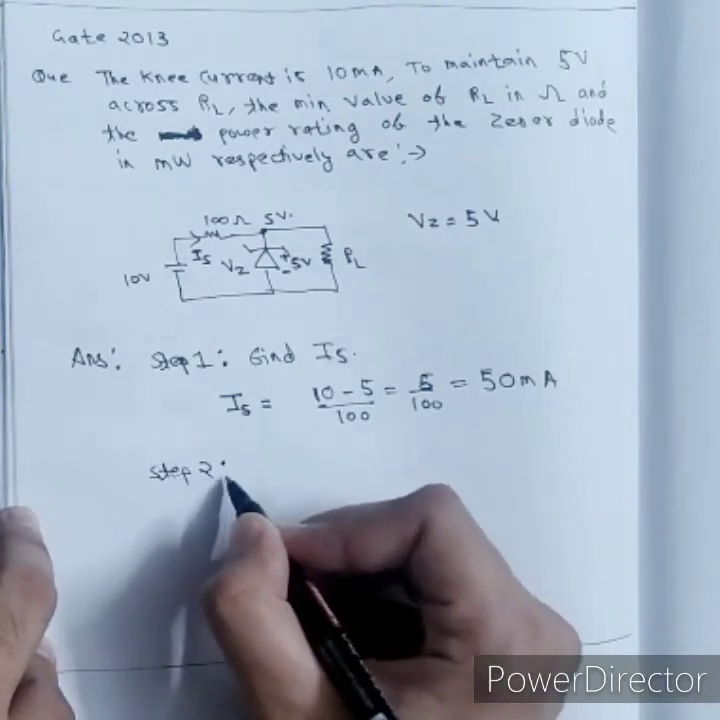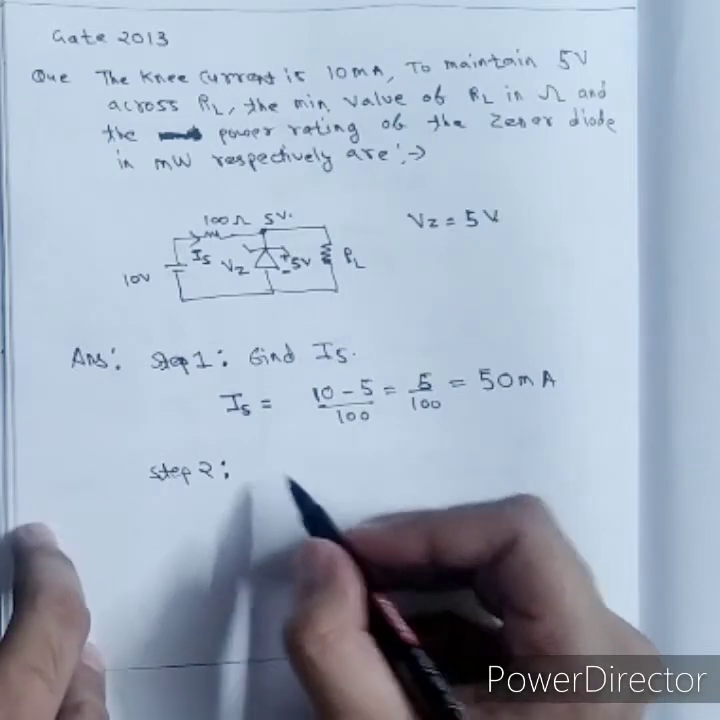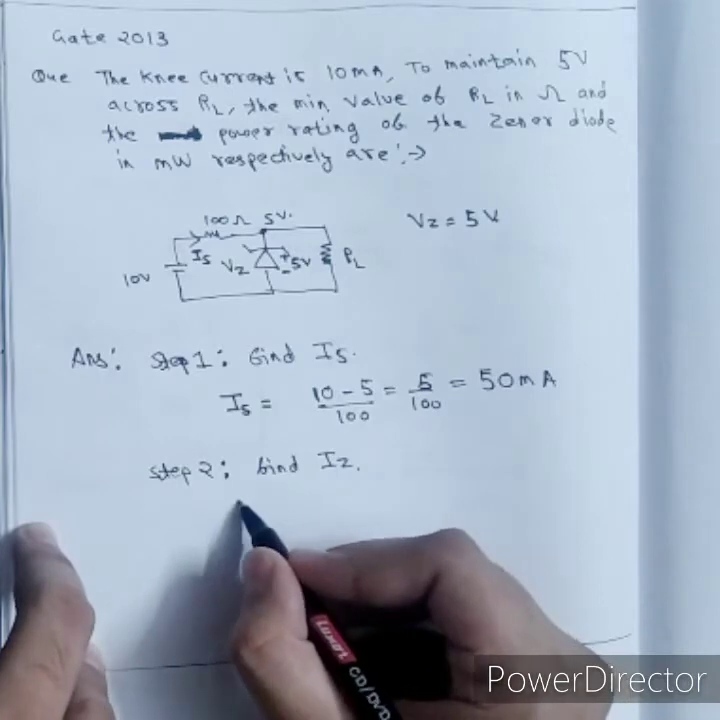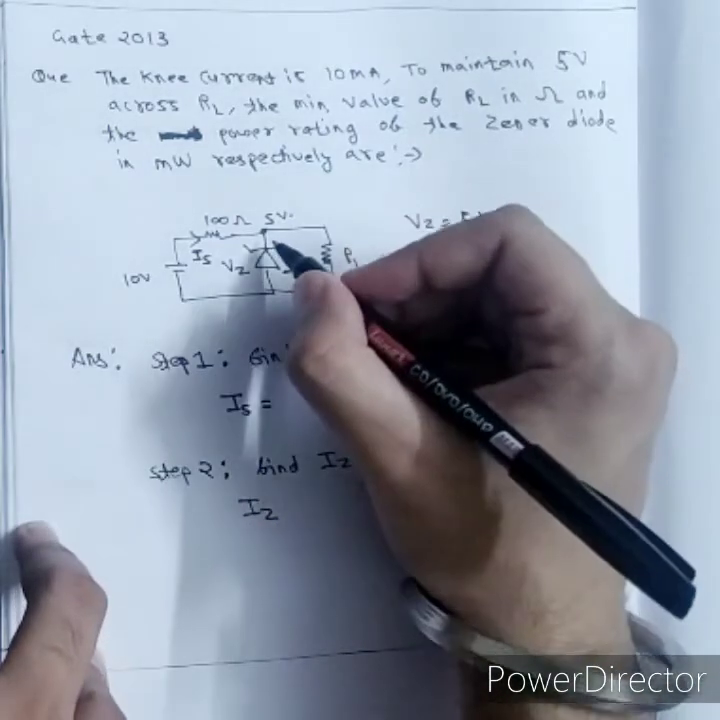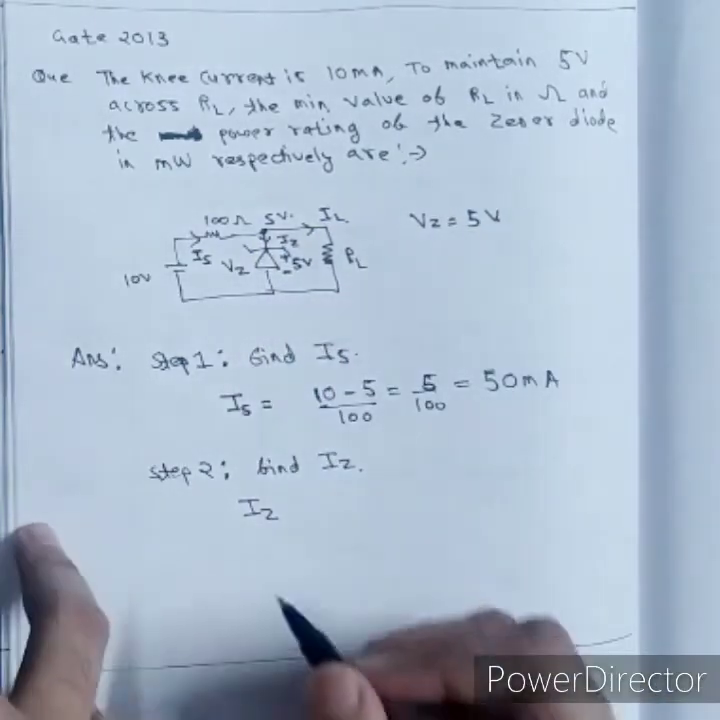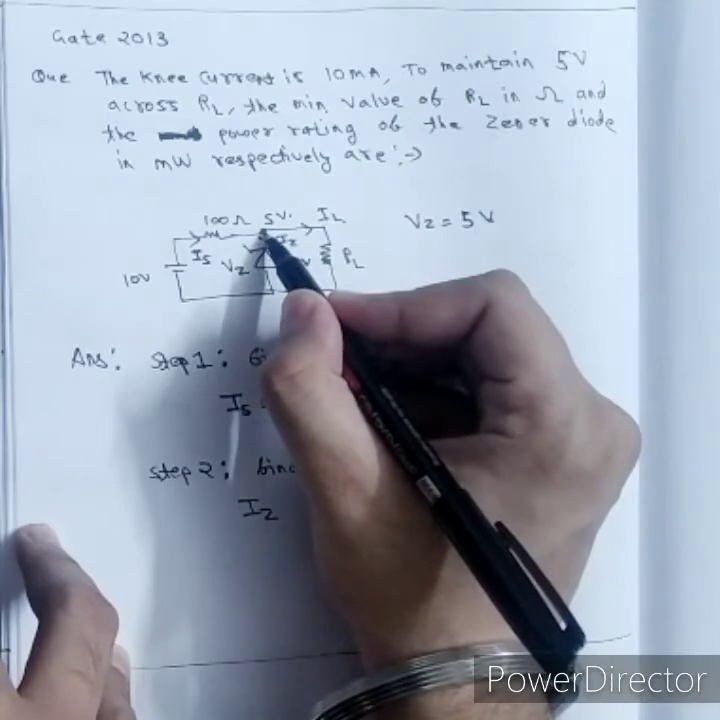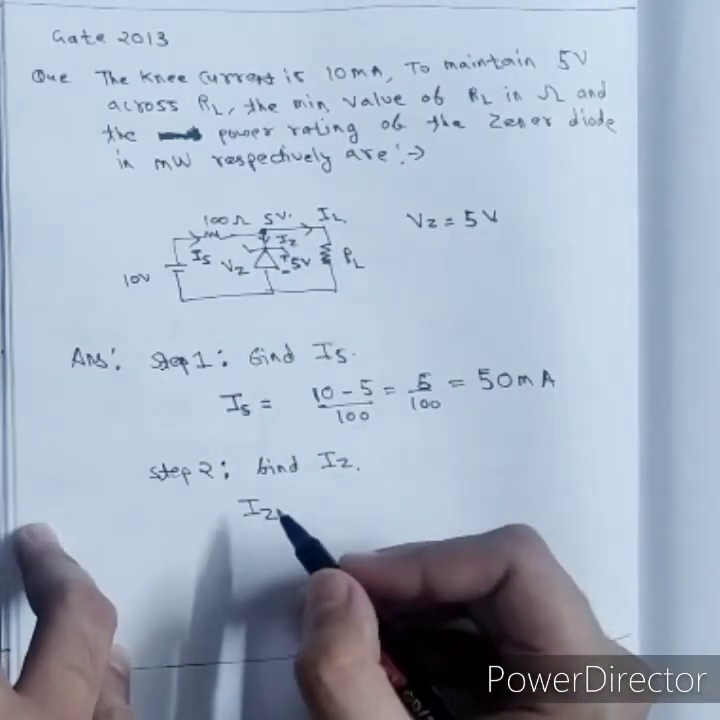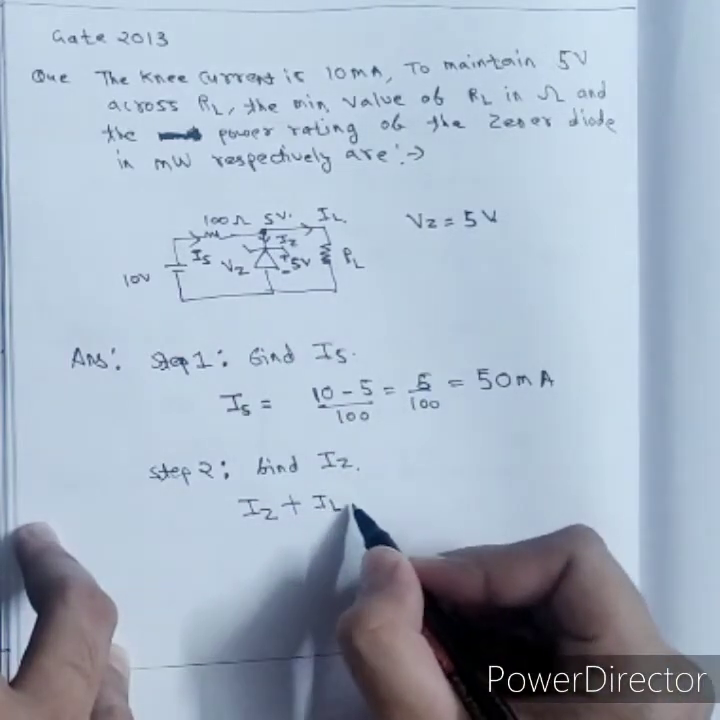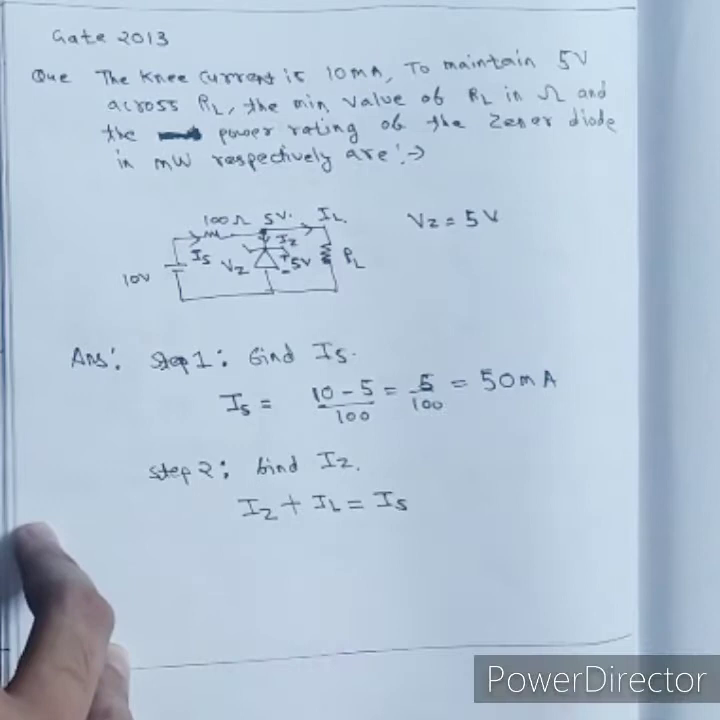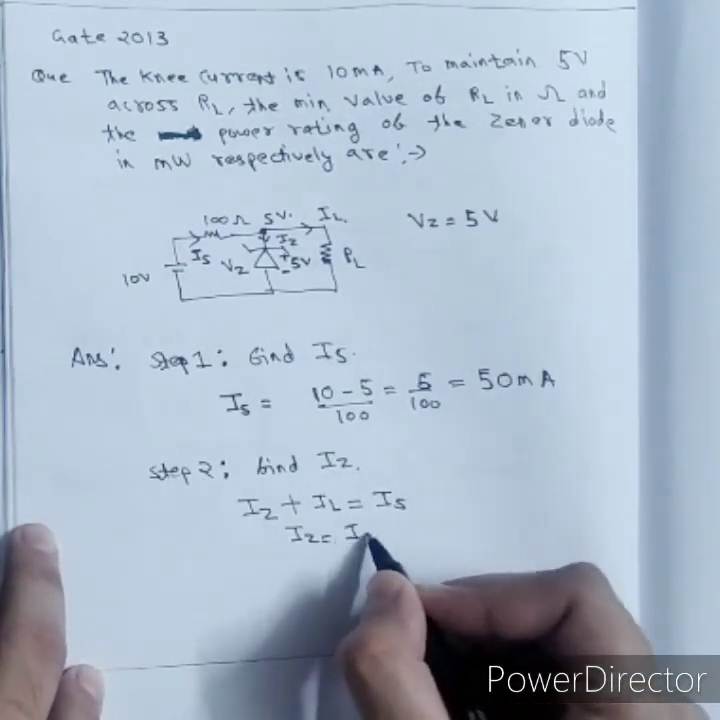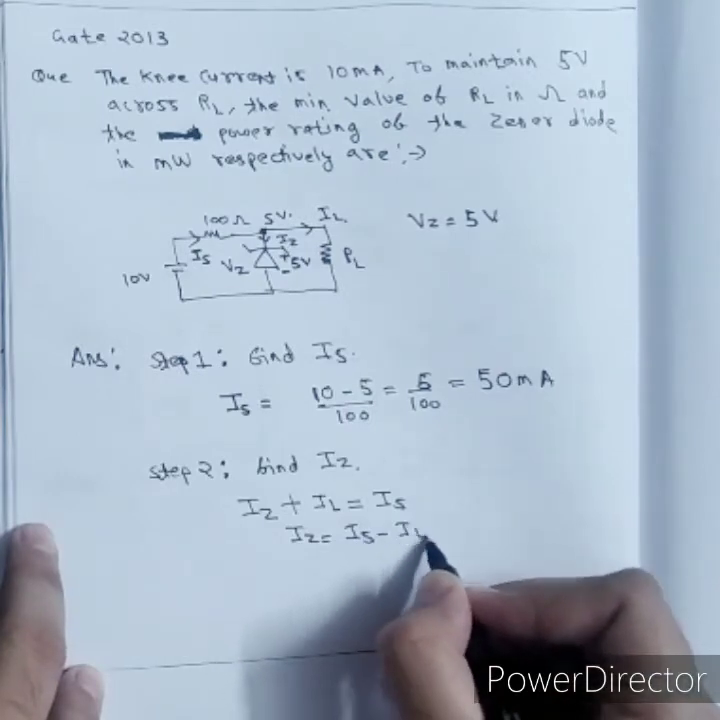Step 2, find IZ. See, IZ is the current flowing through the Zener diode and this is the load current. I can apply a nodal equation at this point. These two currents are going out, so IZ plus IL is equal to IS, correct? This is the relation. From here I got IZ equal to IS minus IL.